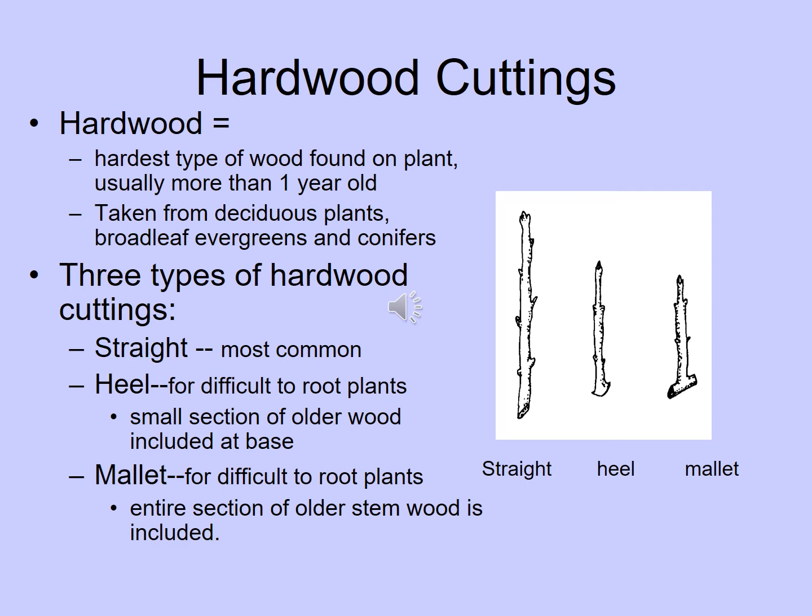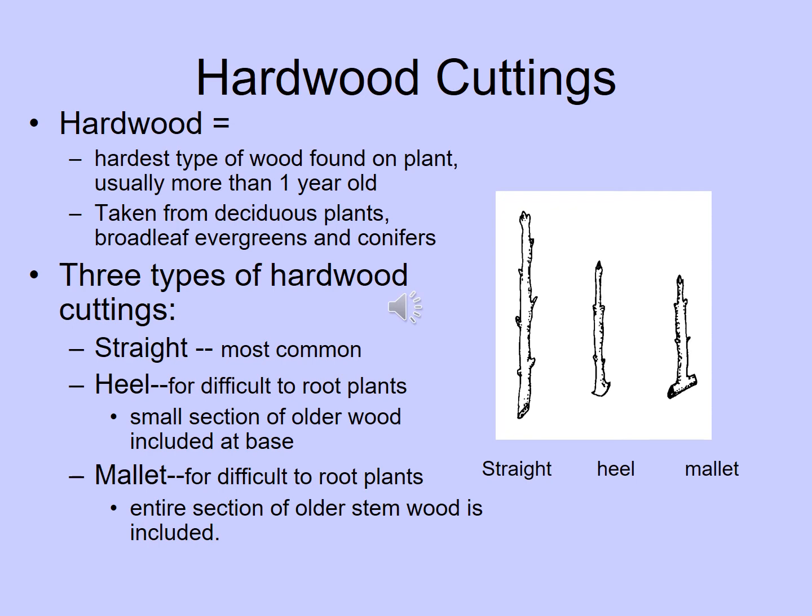The heel cut is like I said, it's like the basal cutting on herbaceous plants, but it has a little bit of that tissue from the parent stem that cutting was taken from. Mallet has a bigger chunk, about an inch long piece of the parent branch that the cutting was taken from, and this also is a method of increasing the exposure of the cambium for more roots to come out on both ends of that little mallet.